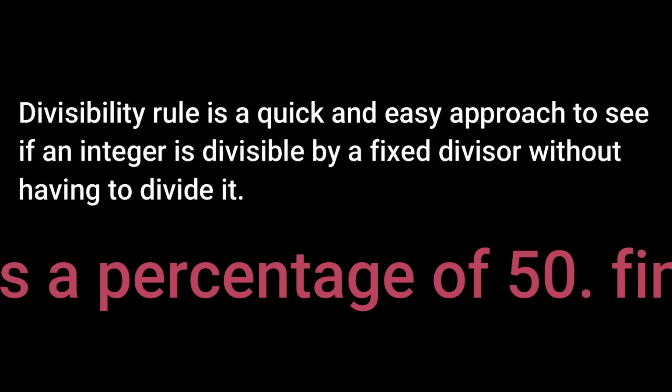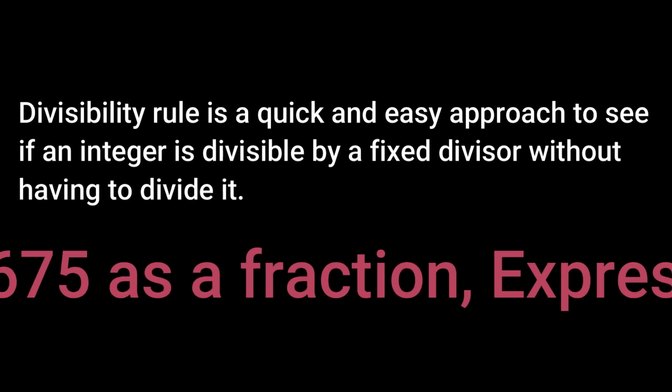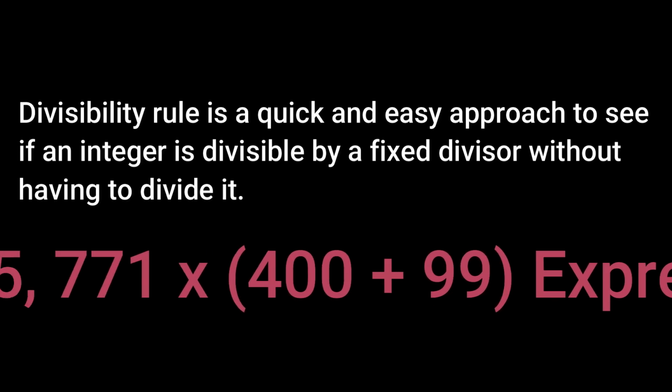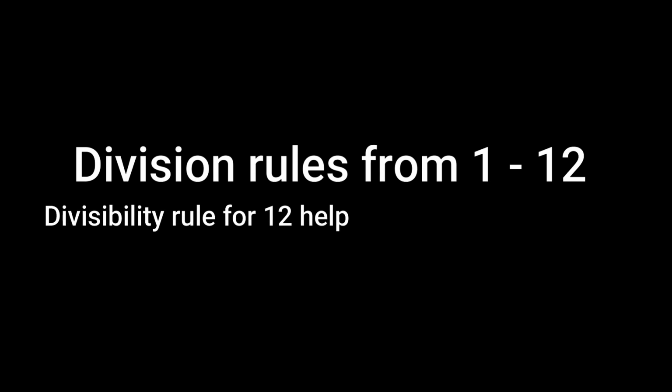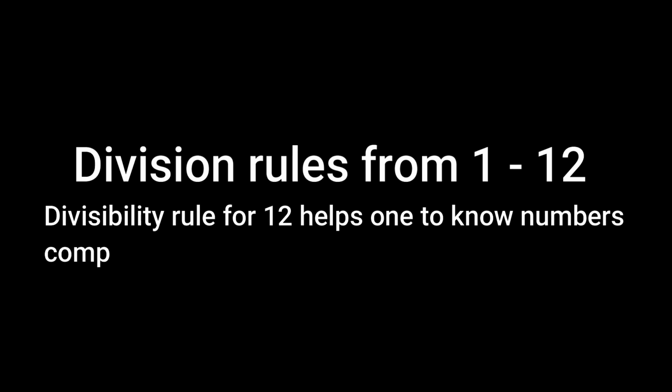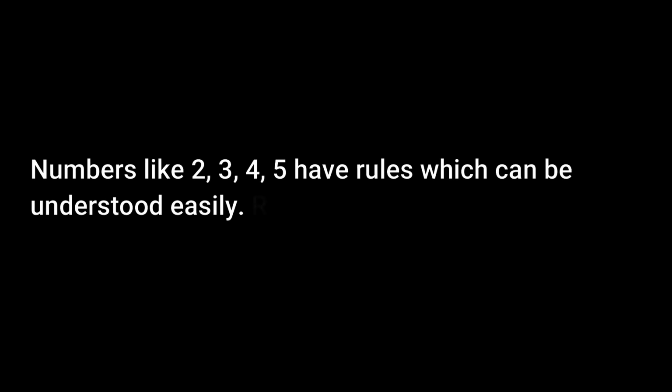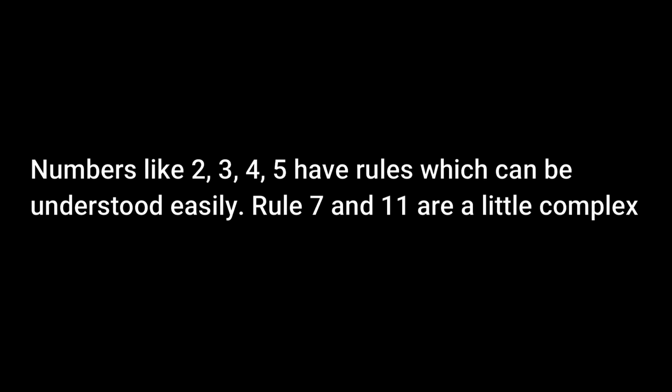Mathematics is not easy, especially when it comes to the tricky shorthand, formulas and stuff like that. So in this video, I'm going to show you division rules or tests for divisibility of numbers 1 to 12. For example, the divisibility rule for 12 helps us to know which numbers are completely divided by 12. Some numbers like 2, 3, 4, and 5 have rules which can be understood easily, while 7 and 11 are a little complex.